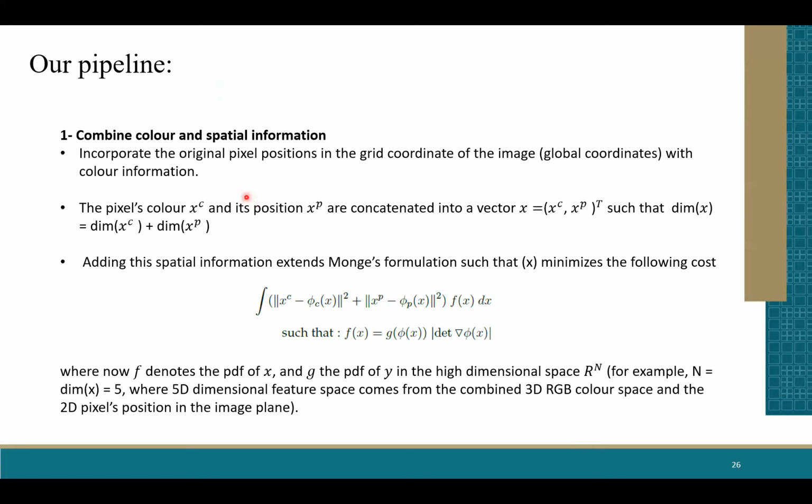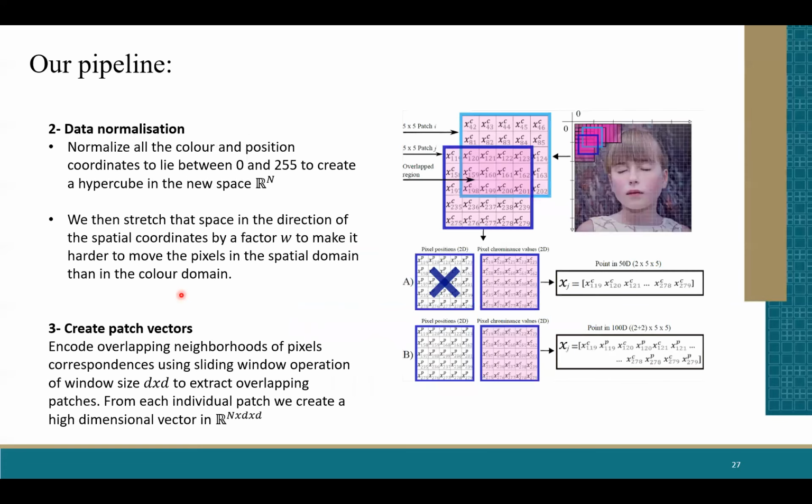In our pipeline, the first step is to combine the color and the spatial information. We incorporate the original pixel position in the grid coordinates of the image, the global coordinate, with the color information. So for the pixel, we take the color and the position and concatenate them in one vector. Now it resides in dimension Rn. For example, if we use the RGB color space, RGB is 3D and the pixel position is 2D. When we concatenate them, we have a 5D space.